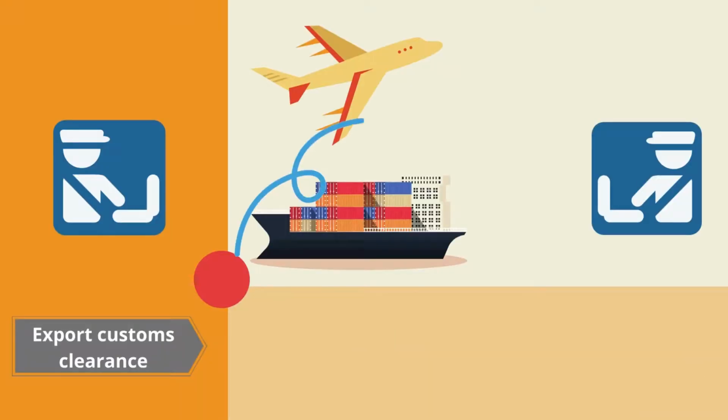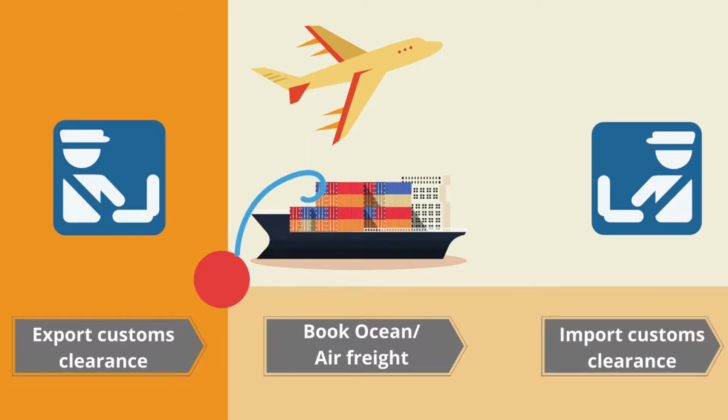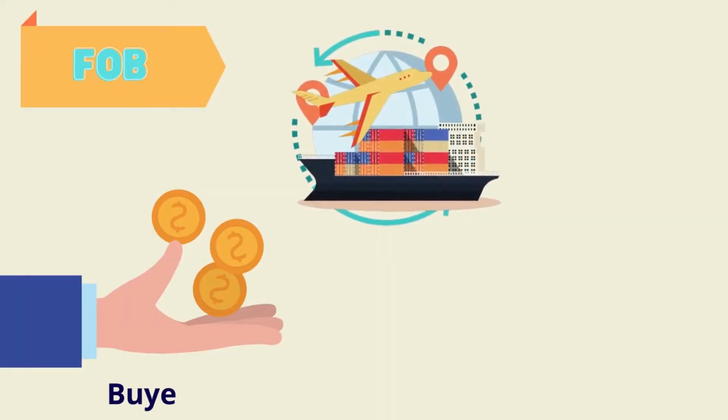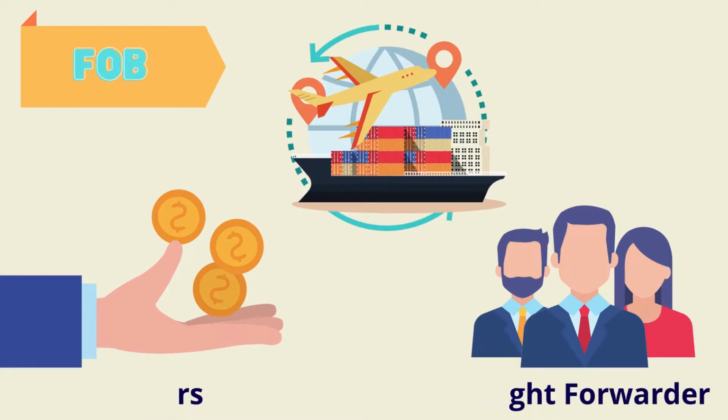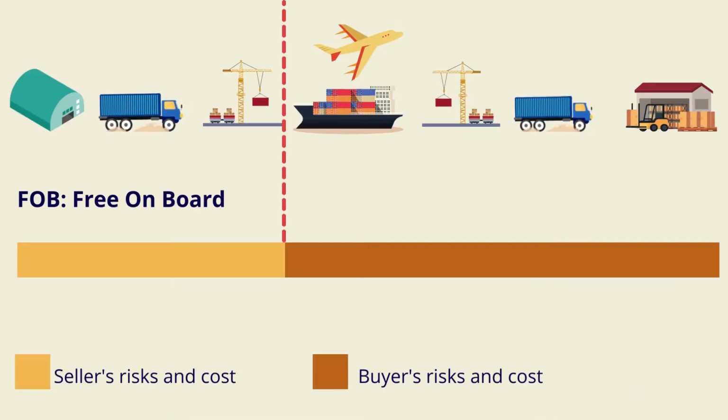From that point, the buyer bears all costs such as booking for ocean or air freight, customs clearance, destination formalities, and delivery to the final destination. With FOB terms, the buyer will cover the sea or air transportation, usually with the help of a freight forwarder. Take a look again.